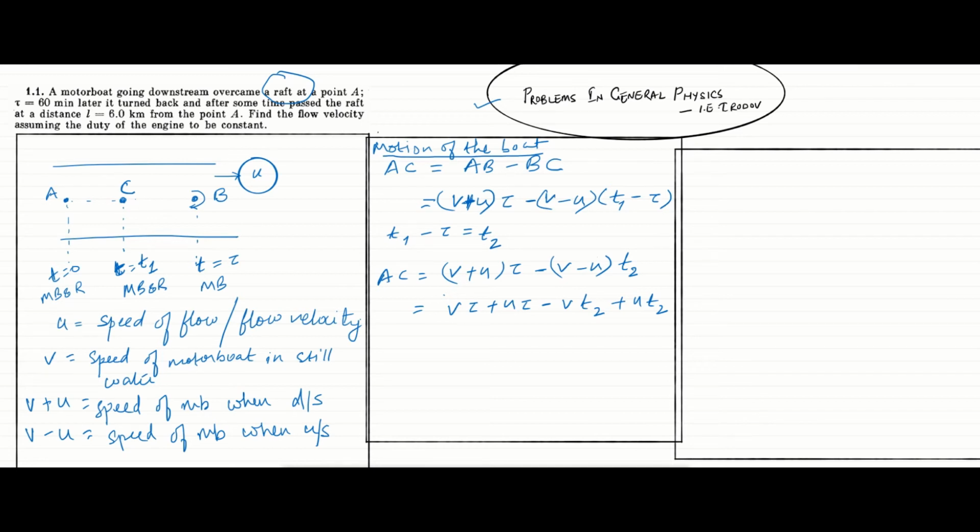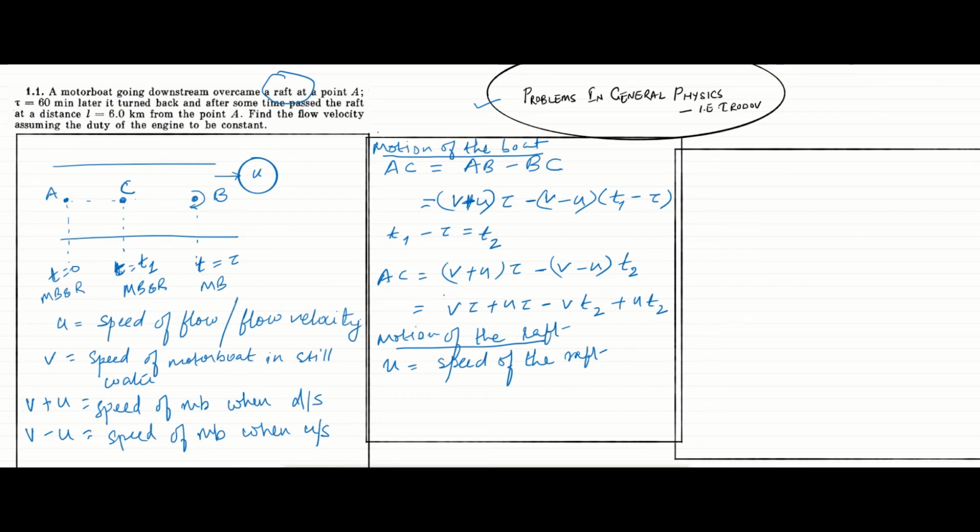Now let us look at the motion of the raft. With respect to the raft, we know that the speed of the raft is u, because it freely floats with the stream, and we'll consider the speed of the stream to be that of the raft. Raft offers no resistance or no push to change the speed by any amount. So the raft moves from point A to C during the total time interval t1.